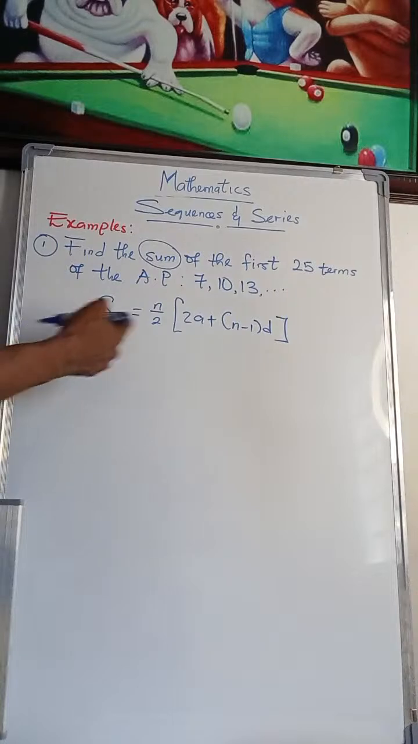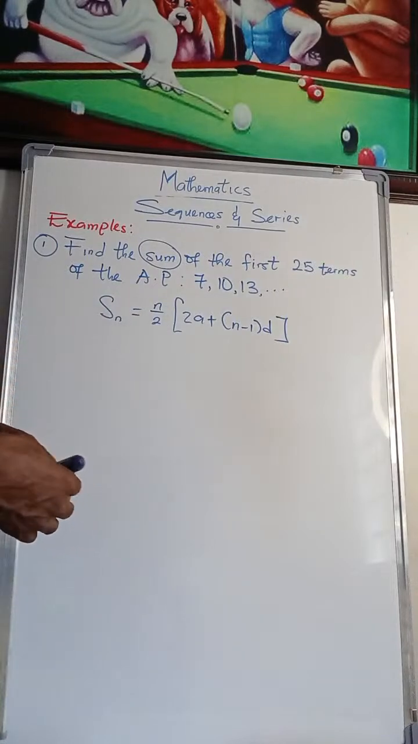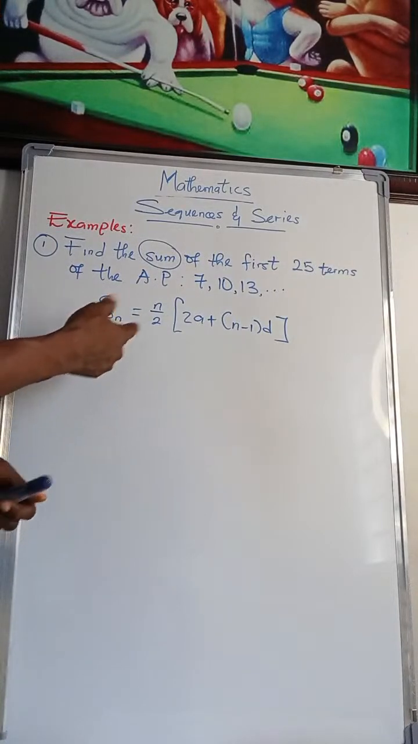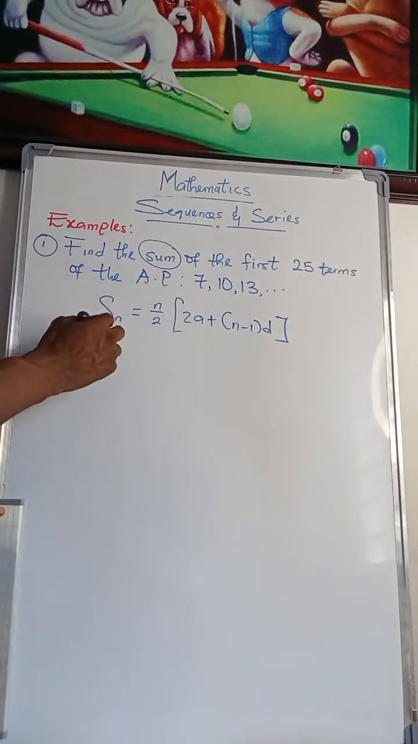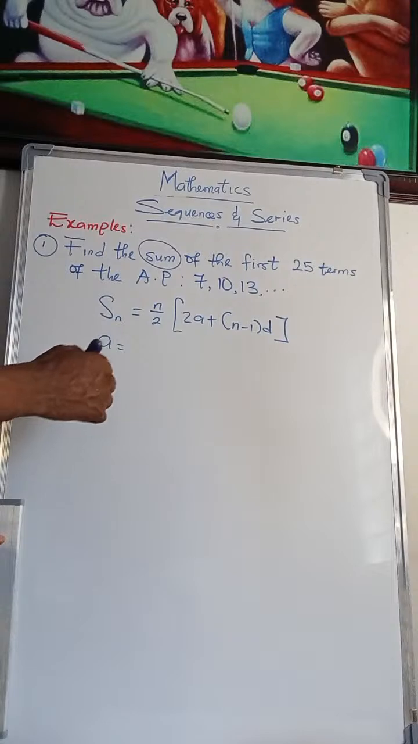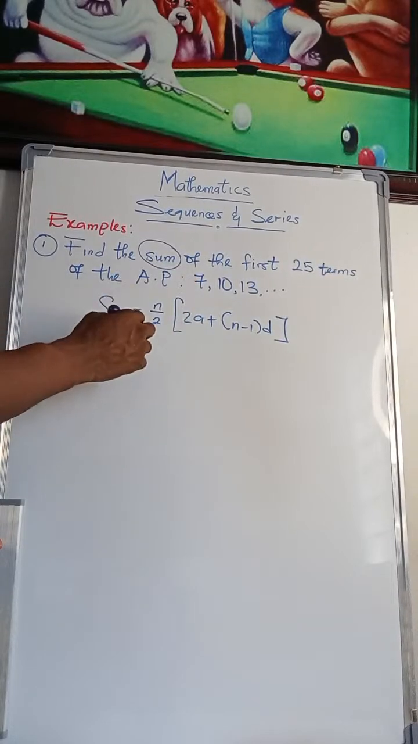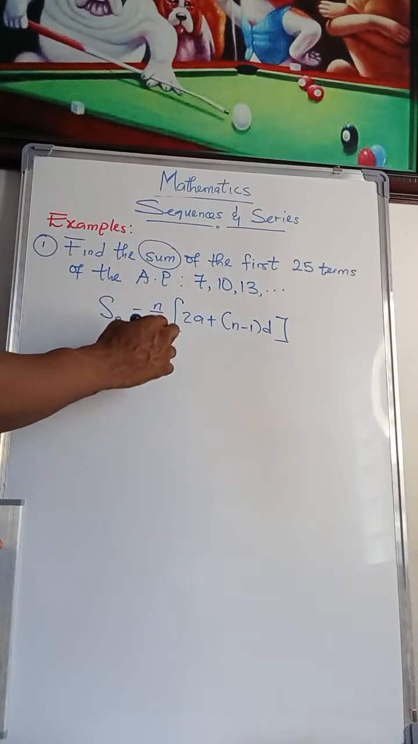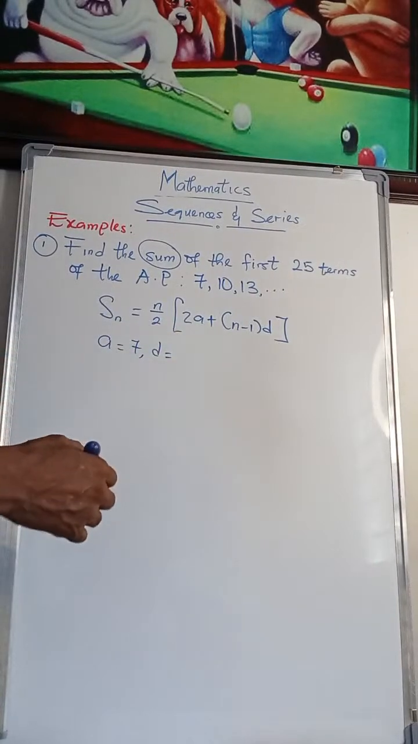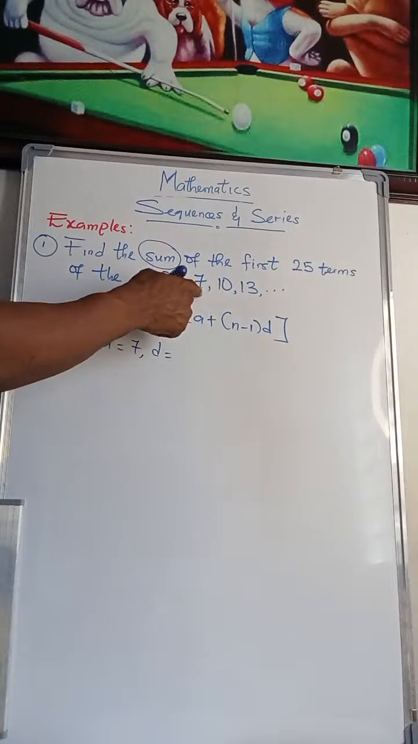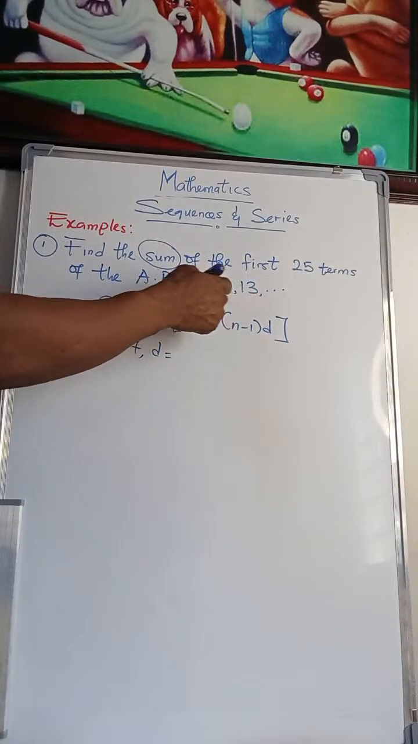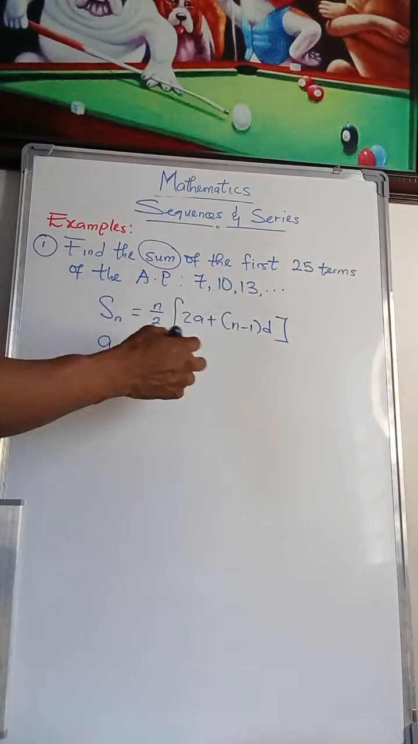All right, so let's write out our parameters. Let's write out what we have, so that we can calculate the sum. Our first term is a. From this sequence, what's our first term? It's 7. Then we need our common difference, that's the difference between the second and the first, the third and the second. When you check, the difference between 10 and 7 is 3.